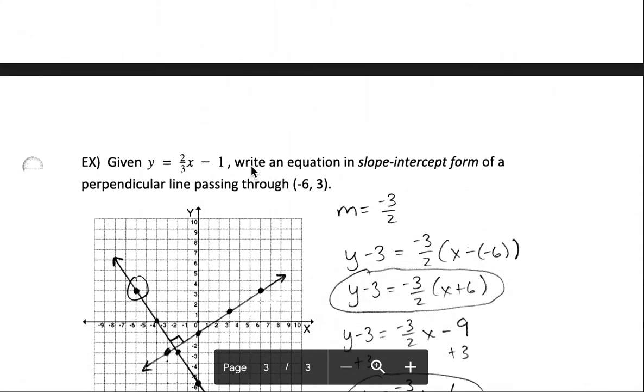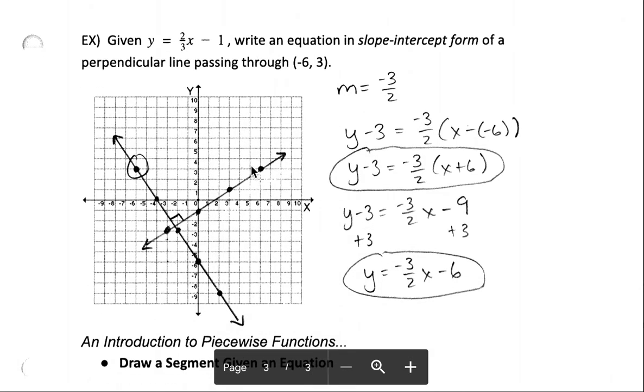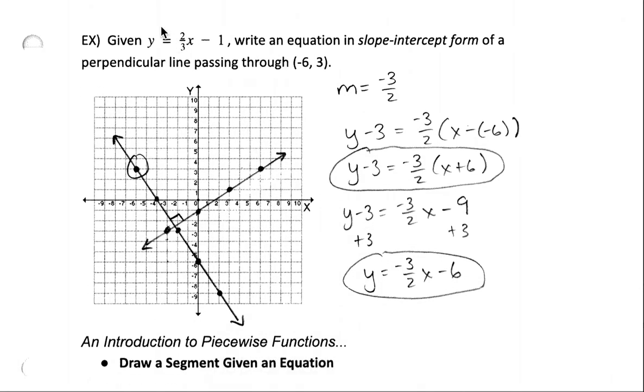One more time, exact same style of question, starting with a different line, y equals 2/3 x minus 1. Identify our slope. We want to choose a perpendicular slope to write an equation of a line that's perpendicular. So a reciprocal of 2/3 would be 3/2, and opposite of positive would be negative. So now we have a slope of a perpendicular line that we want to go through this coordinate, -6, 3. We have a point and a slope. We can write it in point-slope form.